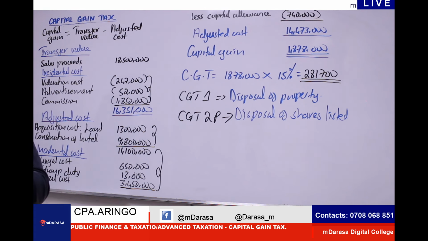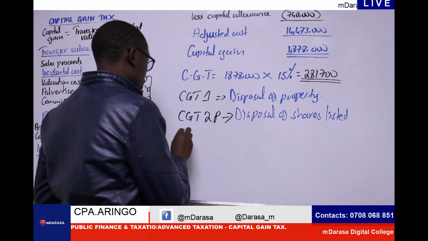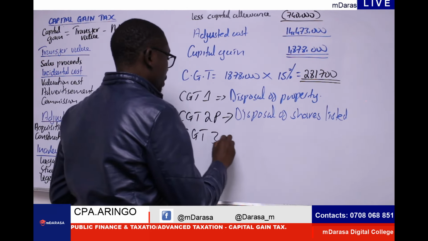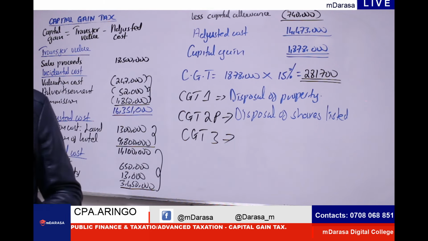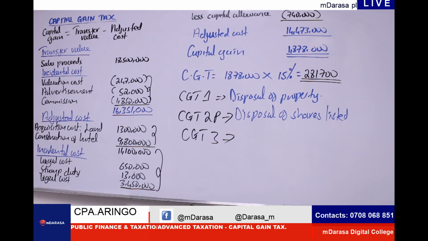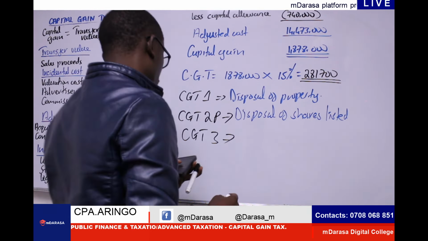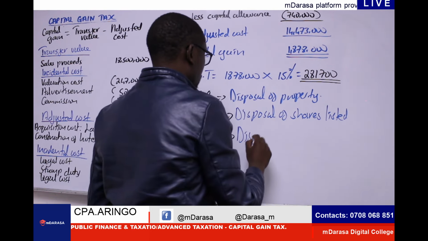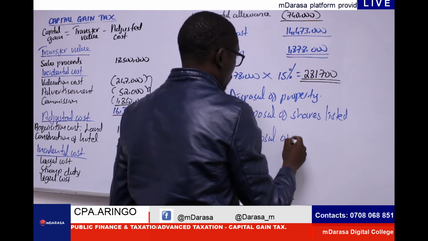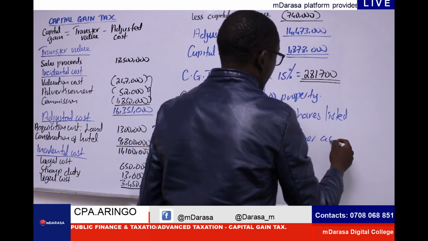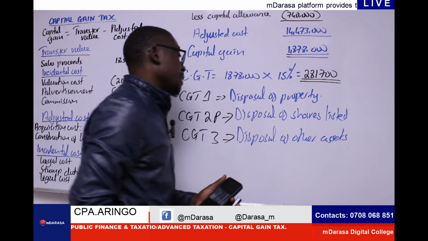We're also having capital gain tax form 3. You'll find that these are forms that we normally fill while filing the capital gain in relation to disposal of assets other than property or shares. Disposal of other assets, other than the property and shares.